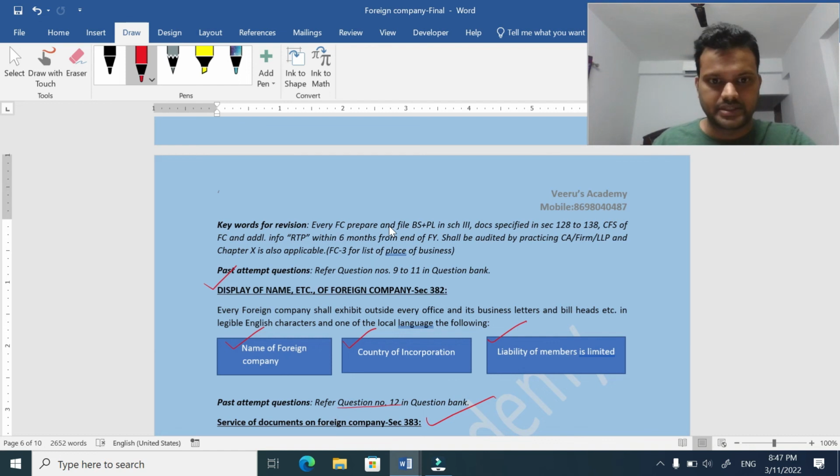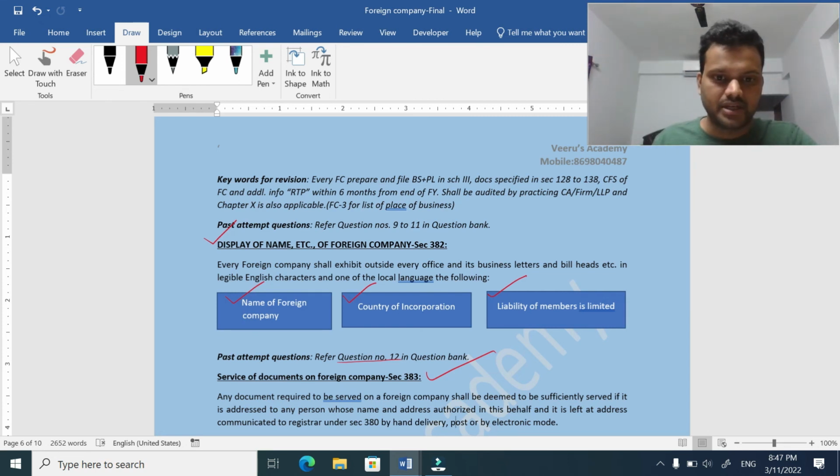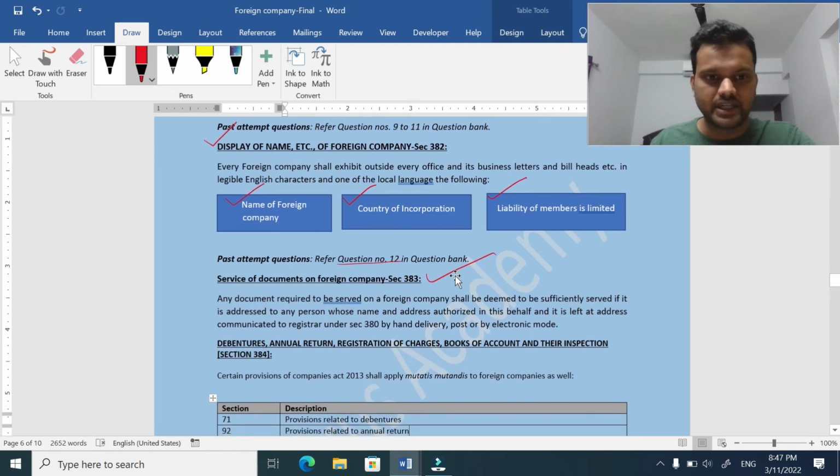And one is in English letters, another one is in the local language. They have to disclose the name of the company not only outside the place of business, but the same thing on the business letters and letterheads also. Wherever they are officially presenting some information, they have to disclose all these things. Next, question number 12 was there in the question bank. You can go through it. It's a direct question.